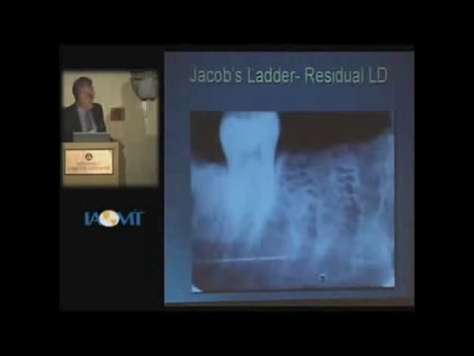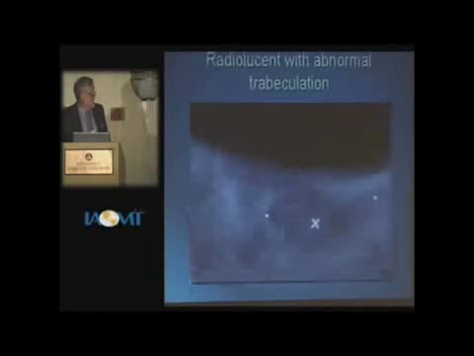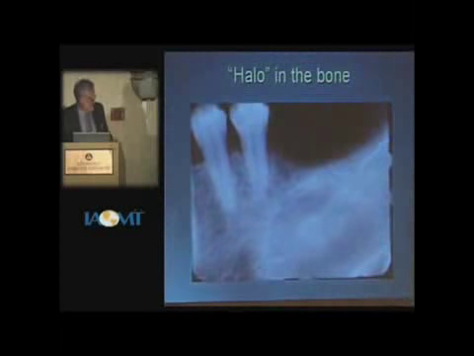Again, more of the lamina dura and what they call a Jacob's ladder trabeculation pattern. This is one where they didn't make a flap. They just anesthetized, took the needle, and it fell right down into the hole. Look at the top of the alveolar ridge here. You can see that it is not as hard and as dense as it should be. Here's one where they have a round area of radiolucency with some calcification. Another one similar.